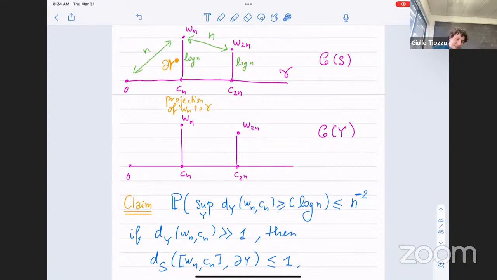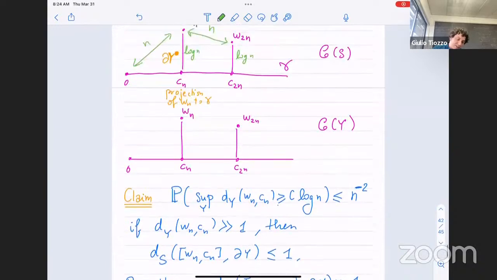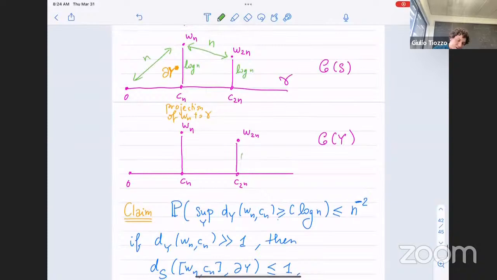And so that's pretty useful because it tells us that in the other graph, CY, we are not making progress from 2n to C2n, so this is of order 1.